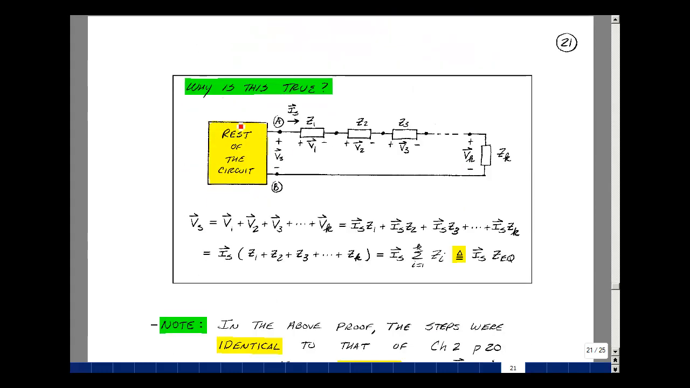Suppose that this box creates a voltage V sub S. Current will have to come out of this box because impedances can only absorb power. So it must be generating power from here. The rise in voltage will equal the drops around the loop, which would be V1 plus V2 plus V3 all the way through V sub K as phasors.